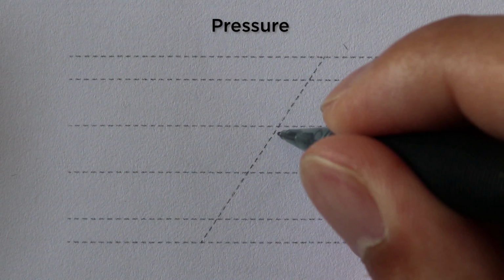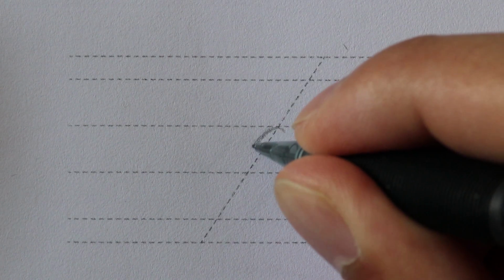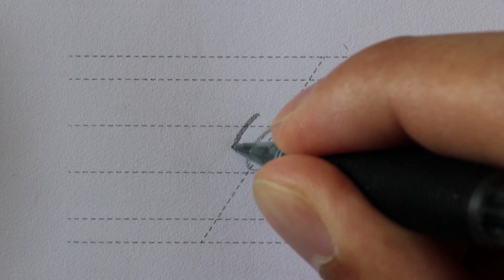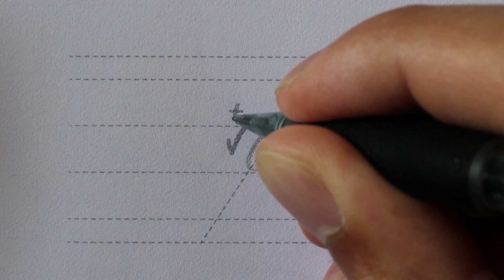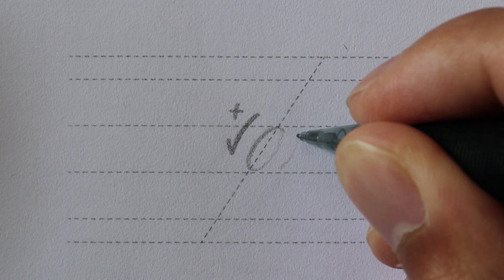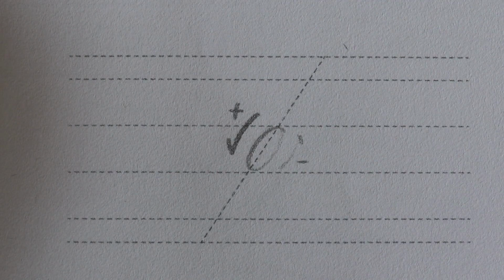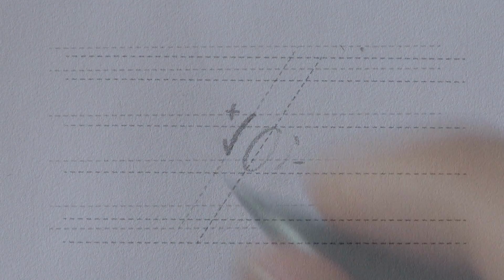To create line variation, you need to learn how to control your pressure. When you move down to the baseline, you should apply heavier pressure. When you move up to the x height, you should apply lighter pressure. This is a common pattern among all letters, and you should easily recognize it in other letters in this video.